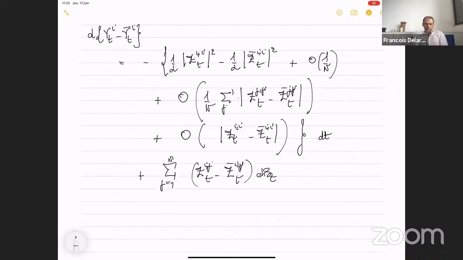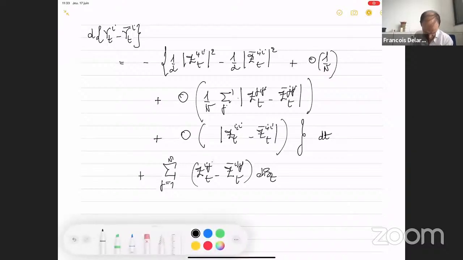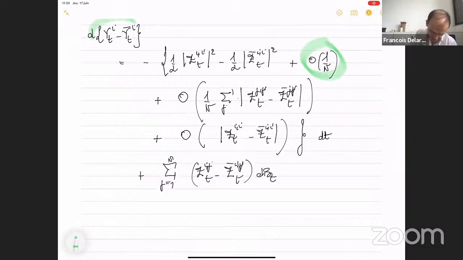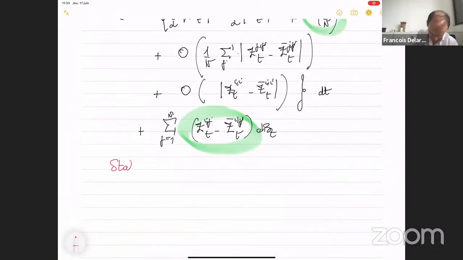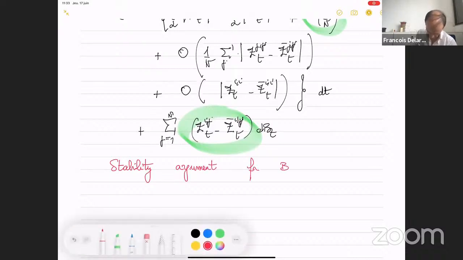Well, for those of you who know backward equations, this is a stability argument. What we want to say is that this 1 over n here is going to propagate to the difference of these terms and to the difference of this term. And this is exactly a stability argument for backward stochastic differential equations. I forgot the j here, there is a j. So for BSDEs.